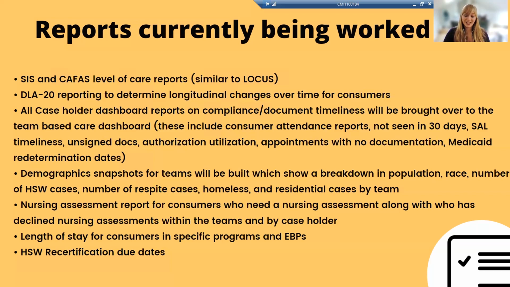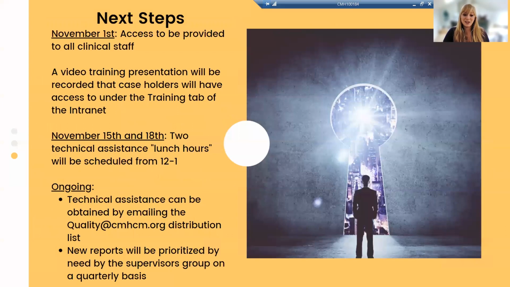And I want to mention again, if you have any sort of feedback for us, please email us at the quality@cmhcm.org distribution list. We know that because this is a new process and a new resource for you, there is likely to be issues. I just want to mention that there is probably going to be access issues. So please just let us know by emailing that distribution list. If for some reason you can't access your team-based care dashboard or you're having issues accessing that, please just let us know and we will try to troubleshoot that as much as possible.